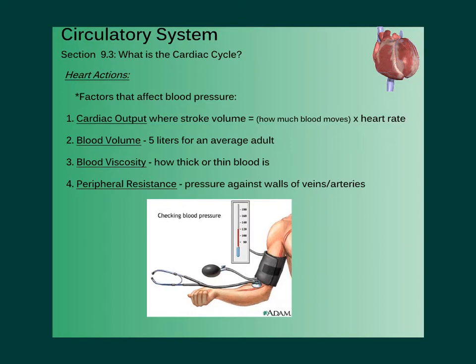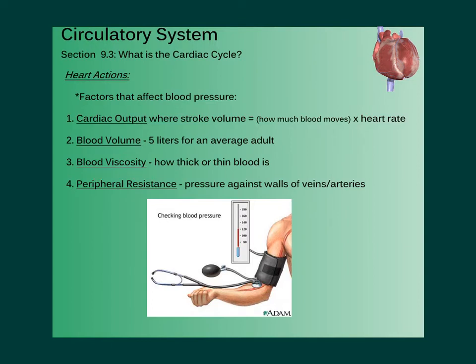Blood volume. In an average adult, and this is going to probably speak more towards the males, you should have 5 liters of blood. So if you think of what a 2-liter bottle of soda looks like, you should have 2.5 of those in your body, just to give you a little bit of an idea. Females, it can be less, usually about 4.5.